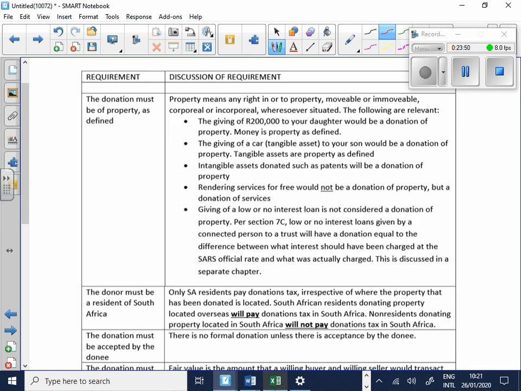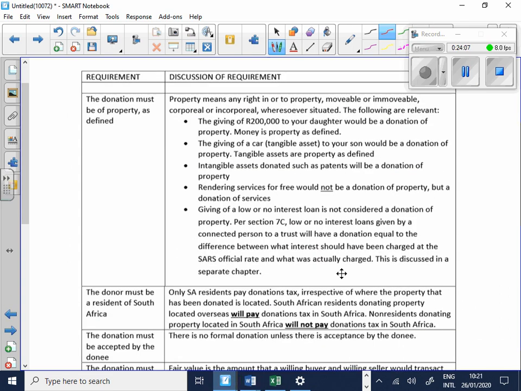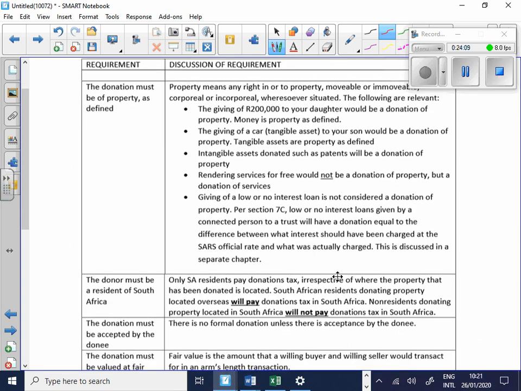And again, guys, you don't need to learn that. You'll see there's a definition of property, and that's inside the property section. So I've got the property definition over there. If you want to put that into a solution, go and actually find it. You don't need to learn it off by heart. Guys, comfortable? So let's just run through some examples.